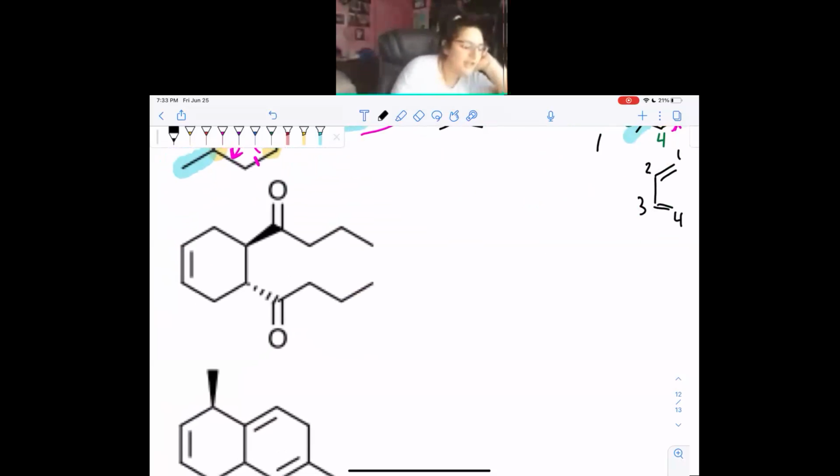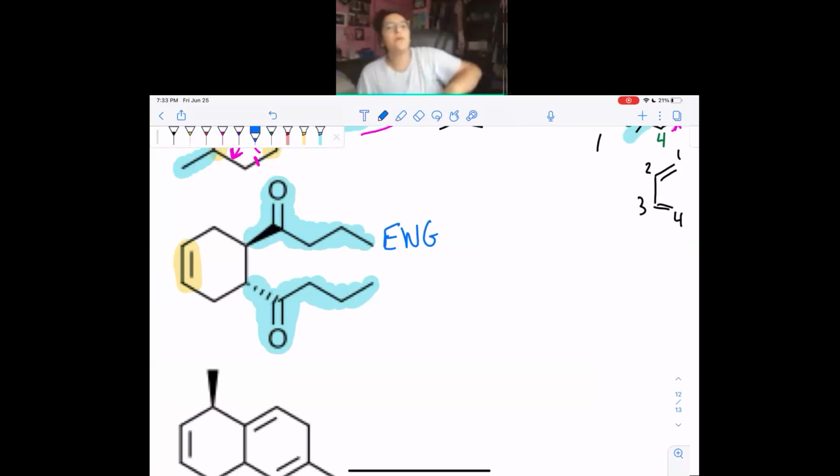Alrighty, so the first thing I notice, we only have one double bond, and that automatically tells me that this has to be part of my diene, right? But just to make sure, let's see these substituents. We have a carbonyl and we have a carbonyl. A carbonyl is an electron withdrawing group, so we know that that's going to be connected to our dienophile.